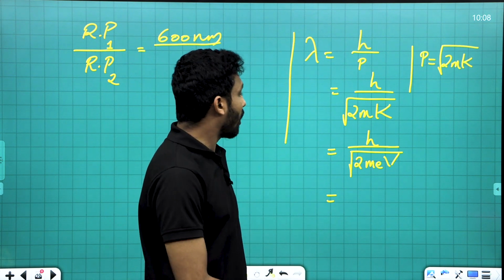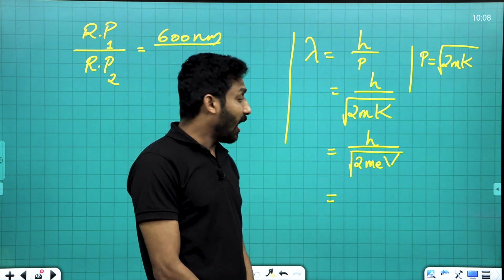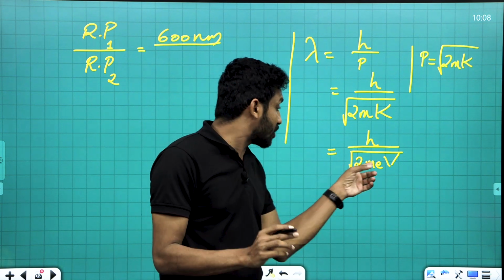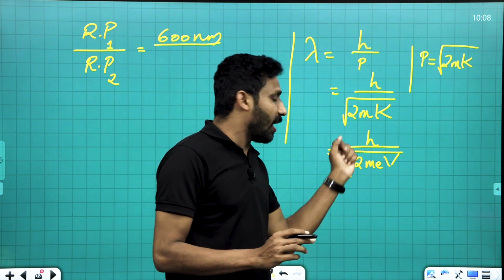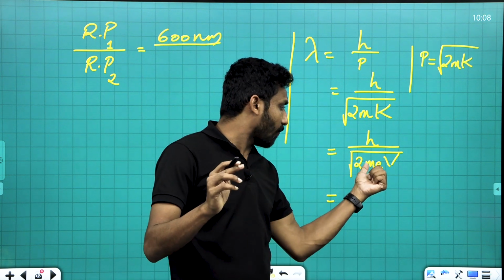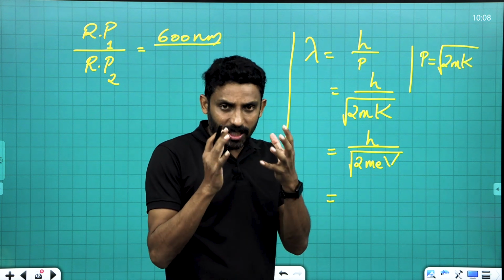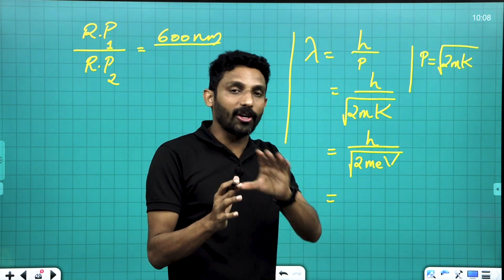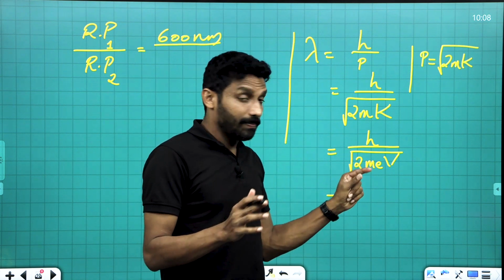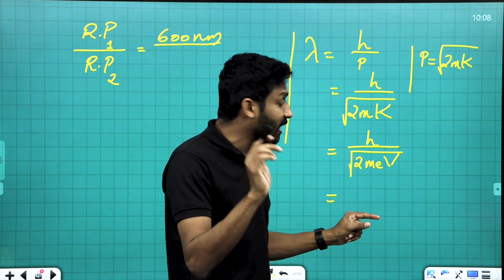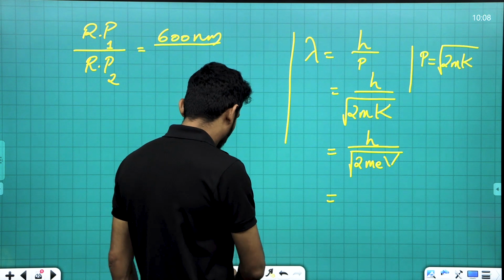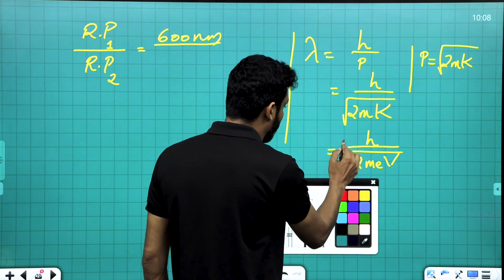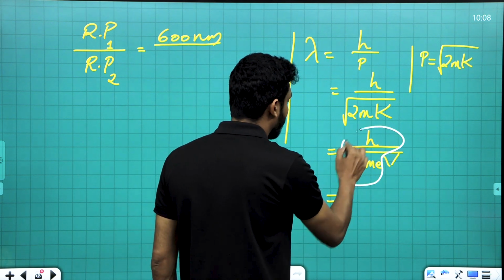Okay, h divided by root of 2meV. Of these quantities, instead of V, the rest are constants: h, Planck's constant, 2, then the mass of the electron, then the electronic charge. These are constants and will be there in all equations. The only thing which varies here is the voltage applied. Understood? So this much quantity we can calculate.